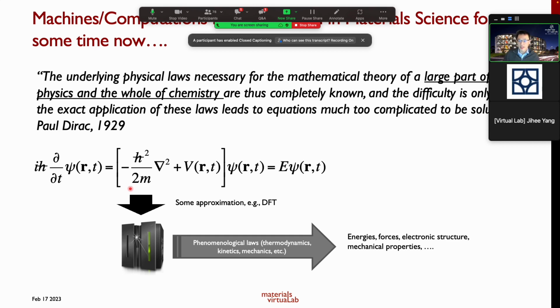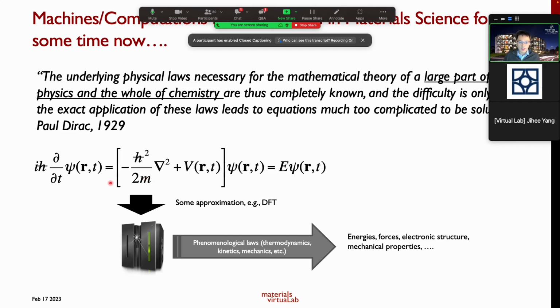Now, of course, the underlying physical law that he was talking about is the Schrödinger equation, okay? That equation governs the properties of all materials, right? Today we can already do computations fairly easily, using various material software, including those made by MaterialsSquare.